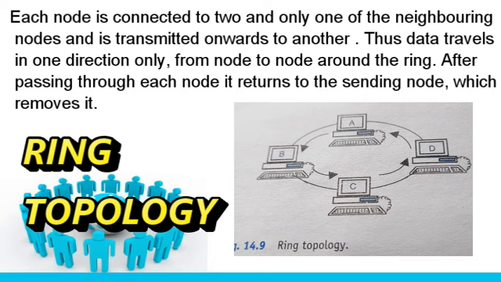So coming to the ring topology, whenever I'm talking about a ring topology, each node is connected to two neighboring nodes. Data is received from one of the neighboring nodes and transmitted to the other node. So data travels in one direction from one node to another with the help of a ring, as you can see in the example. The picture depicts that it is working in the form of a ring.